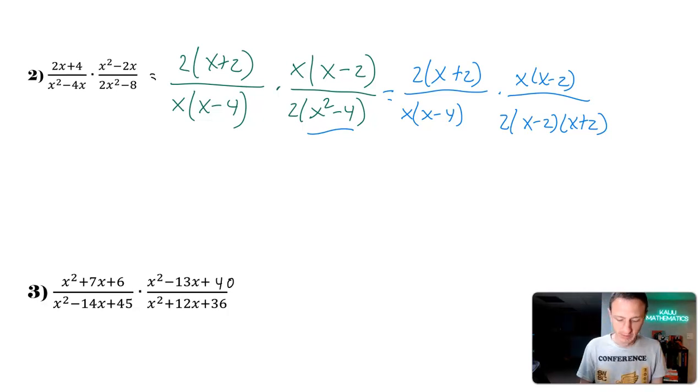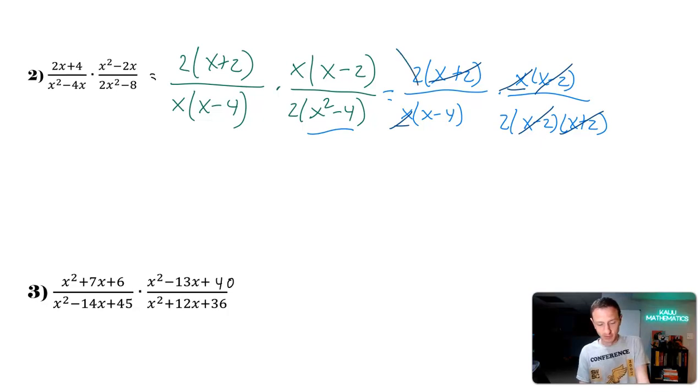Cool. Now we have a lot of cancellations. This is the fun part. So we have x plus 2 over x plus 2. Boom. Bam. We have x minus 2 over x minus 2. Boom. Bam. We have x over x because I have an x here and an x here, a factor of x. So boom. Bam. And 2 and 2. Boom. Bam. Gone. Cool. Look, almost everything dropped out completely besides this one factor of x minus 4.